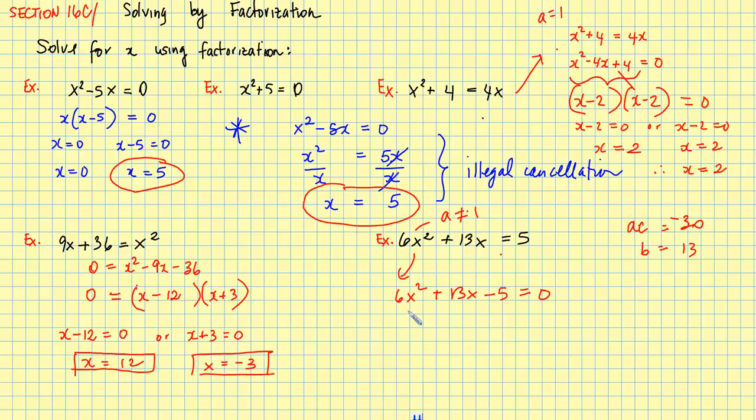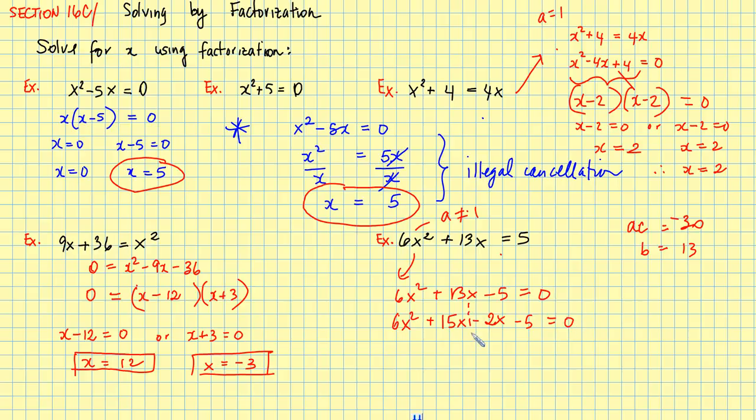All right. So I'm going to look for two numbers that multiply together to give me negative 30, but those same two numbers added together give me 13. And it would seem that positive 15 and negative 2 would satisfy that. So I'll start removing, I'll do 6x squared, and I will do plus 15x minus 2x minus 5 equals 0.